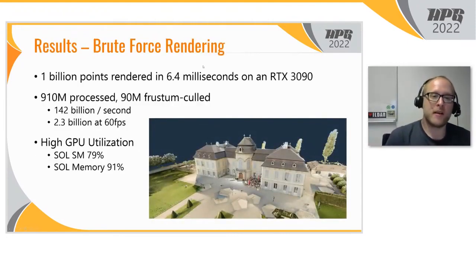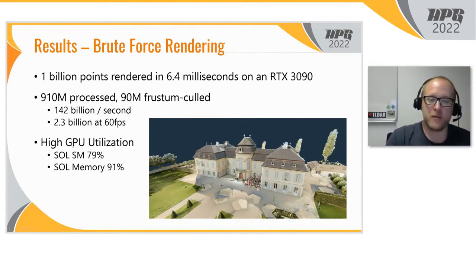So regarding the results, the main intention here was to have a fast brute force rendering performance. And we were able to render 1 billion points in about 6.4 milliseconds on an RTX 3090. And of those 1 billion points, about 910 million points were actually processed, and 90 million were frustum culled. So about 10% were frustum culled in this viewpoint here. What this means is that 140 billion points per second were processed and rendered. And if you calculate this in terms of how many we can render in 60 frames per second, we end up with a value of about 2.3 billion points that we can render at 60 frames per second.